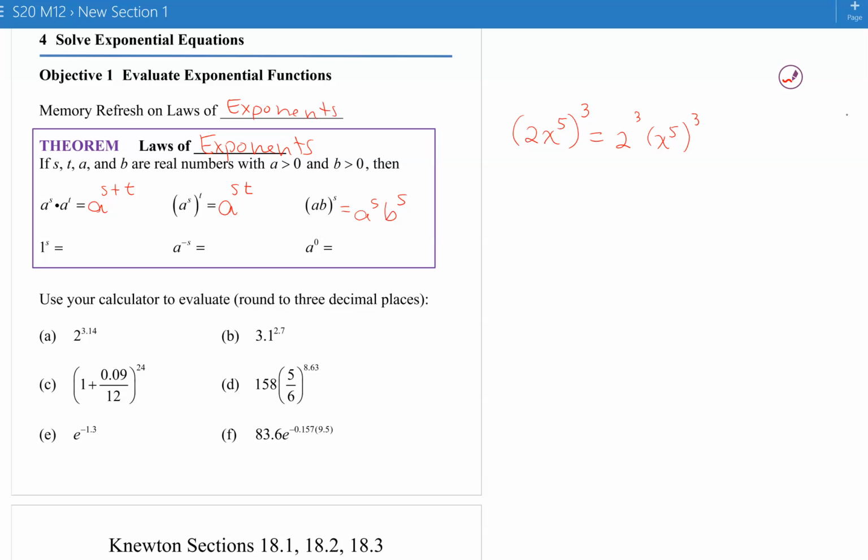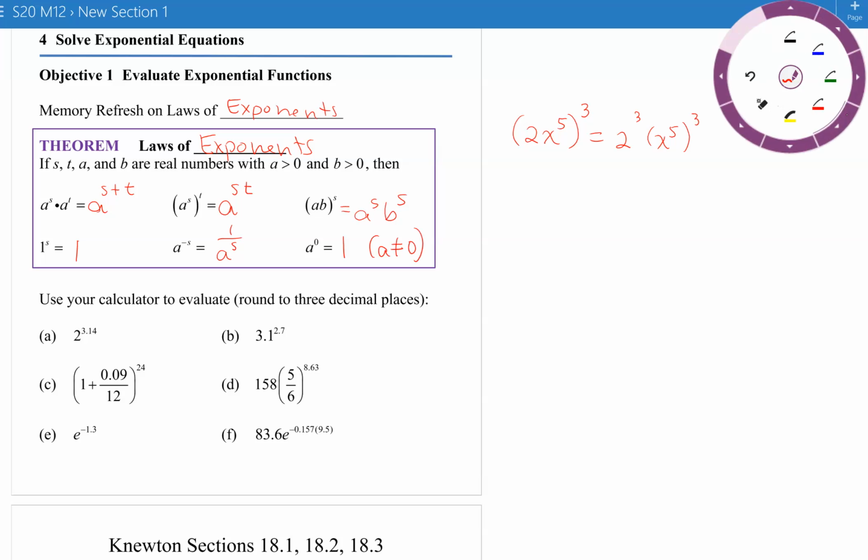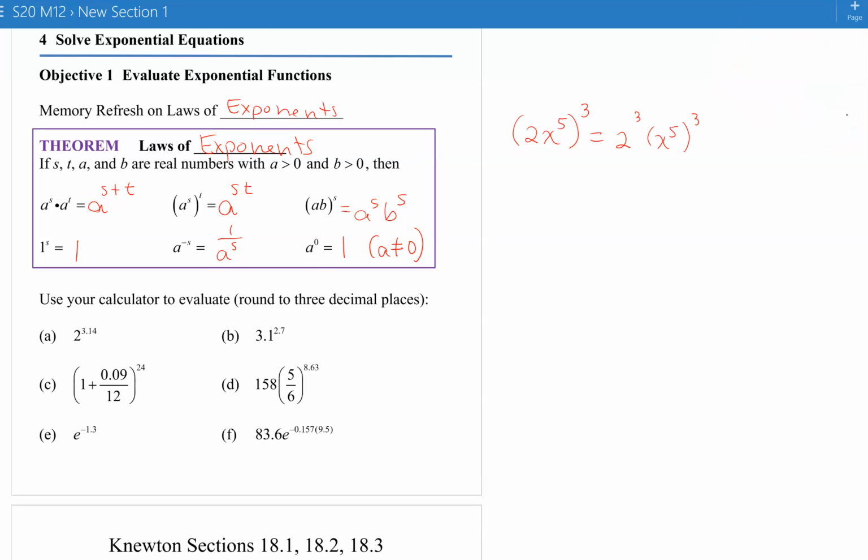So then 1 to the s is going to be 1 no matter what the exponent is. A to the negative s is 1 over a to the s. The best way I think to think about negative exponents is as reciprocals. And then a to the 0 is 1 as long as a is not 0. In calculus, you will run into 0 to the 0 and learn a lot more about it.